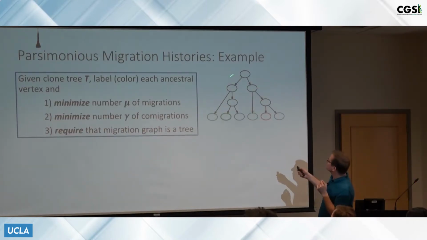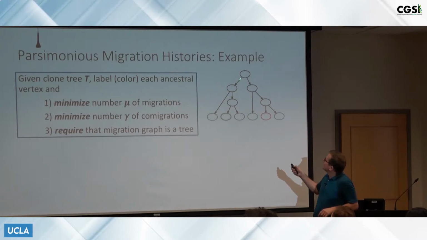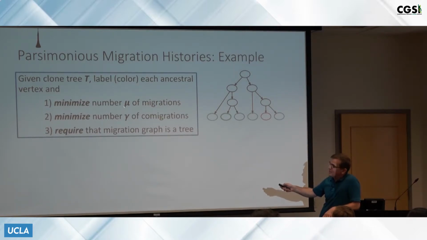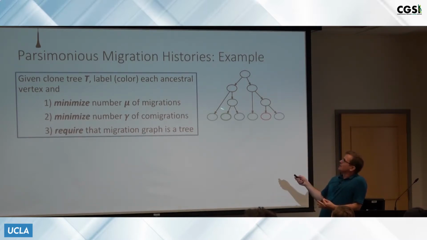Okay, so given a clone tree, label each of the ancestral vertices to minimize the number of migrations. That was the first thing that we already know how to do. That's Sankoff. That's easy. But now you want to minimize the number of parallel edges. And you want to require that after you've done coloring it, that graph is a tree. You want to rule out directed cycles, undirected cycles. No cycles. Has to be a tree.